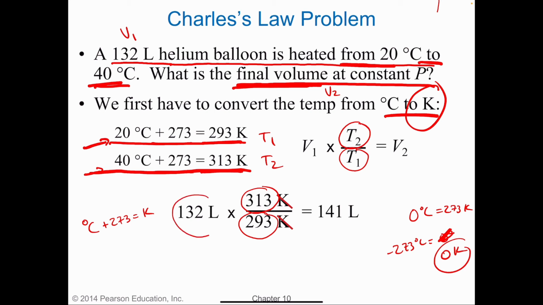And then here's our V1, the 132 liters. So kelvins cancels. And then we should get 141. And then the units, well, we had units of liters over here. So our answer is going to have units of liters.